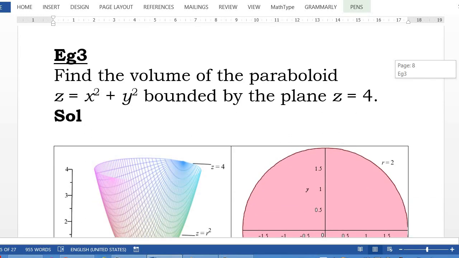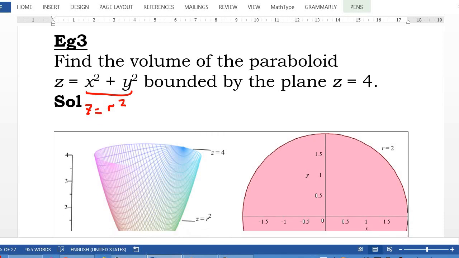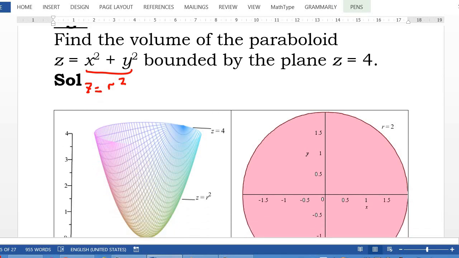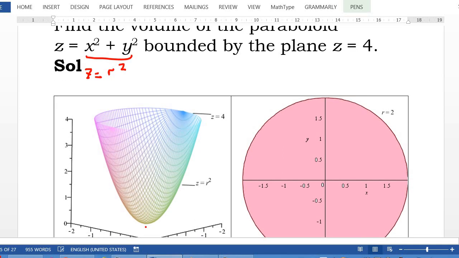Okay, the third example, find the volume of the paraboloid z equal to r squared. Remember x squared plus y squared is replaced as r squared. So you have the surface z equal to r squared, so this is a paraboloid. Initially, the paraboloid is open and unbounded from the minimum point x0, y0, z0.